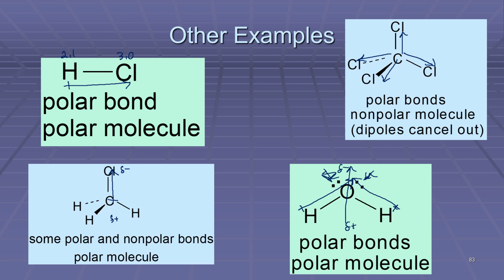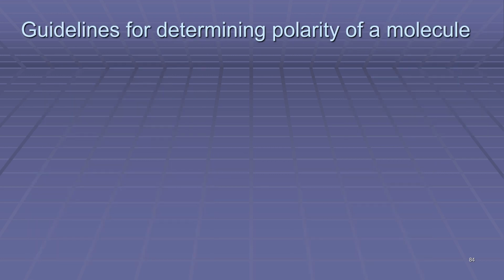So that's the last thing you're going to have to do. First we do the Lewis structure, then we figure out what the domain geometry is, and then we figure out what the molecular geometry is, and then we have to determine if the bond is polar, or if the molecule is polar or not polar. So what do we need to look for? You can see here that most of the time it's polar, but not always. So here's a guideline for determining if a molecule is polar or not.